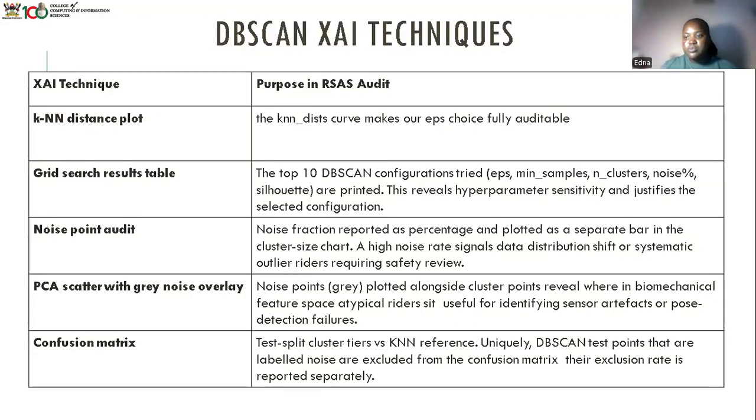Our DBSCAN explainable AI techniques are built around making noise and parameter choices fully transparent. And for the first technique, we have the KNN distance plot. This plot makes our neighborhood radius choice fully auditable because it displays the sorted distance curve with an automated elbow marker showing our chosen neighborhood radius value.